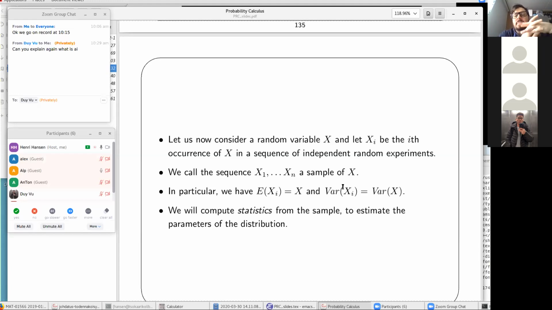And statistics from the sample: statistics are certain formulas that we calculate from a sample that attempt to capture some feature of the distribution. So statistical analysis really is taking a random sample and then doing a certain set of computations on that sample.